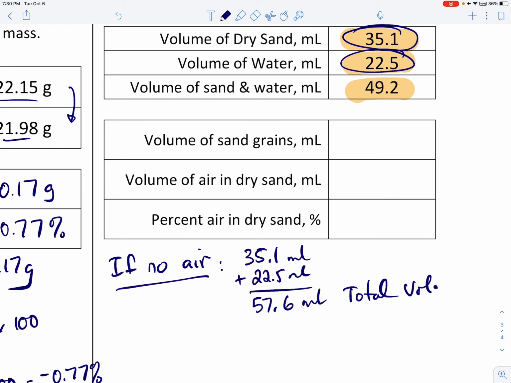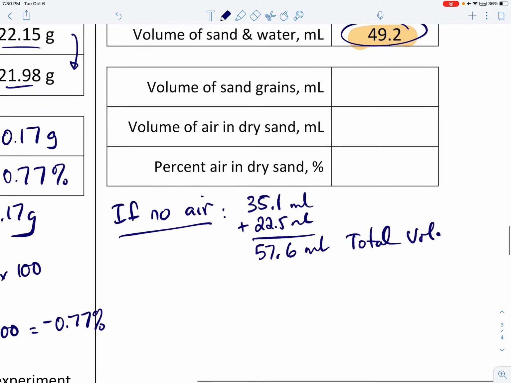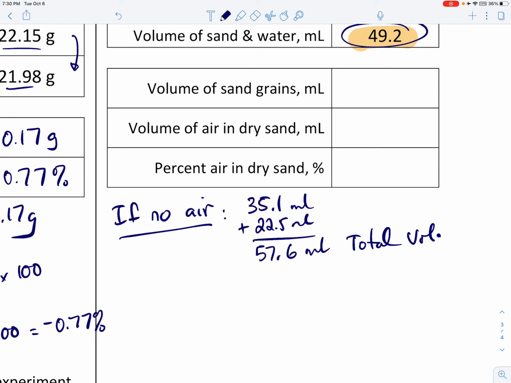Was that the total volume? Was it 57.6? Well, look back up above. Instead of 57.6, the total volume was only 49.2. Why was the total volume less than what we just expected? It's less because there was air, right? This answer was if there was no air. The 49.2 is less than this because there was air. So how much air was there?